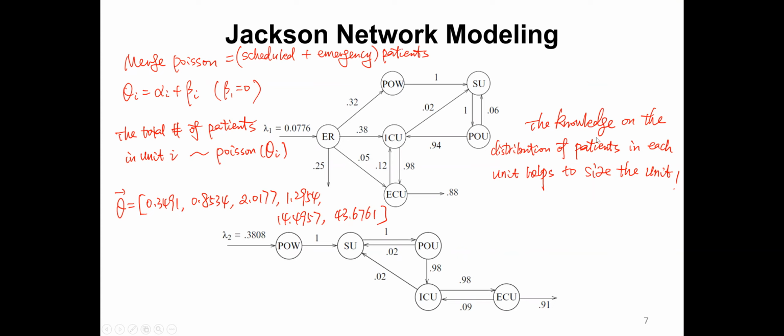Now the knowledge that the number of patients is Poisson distributed with this theta_I, and the knowledge of the distribution of patients in each unit, helps us size the unit. Because we know the number of patients at unit I is a Poisson random variable with this parameter. For unit 1, it is theta_1. Unit 2, it is theta_2.